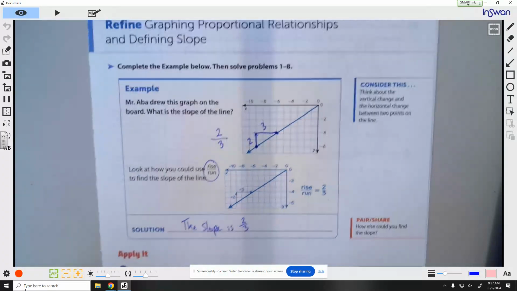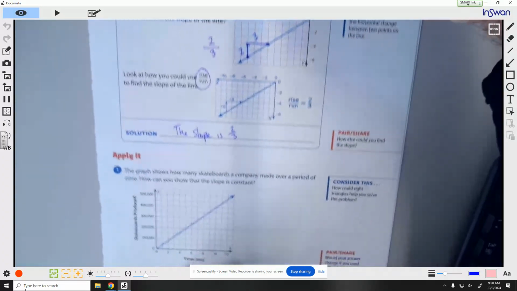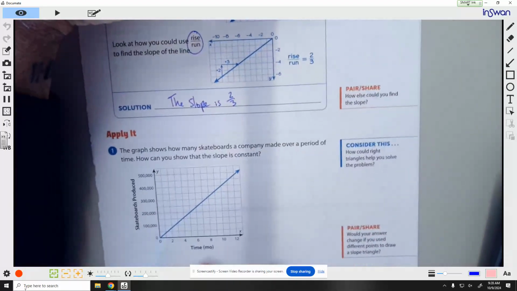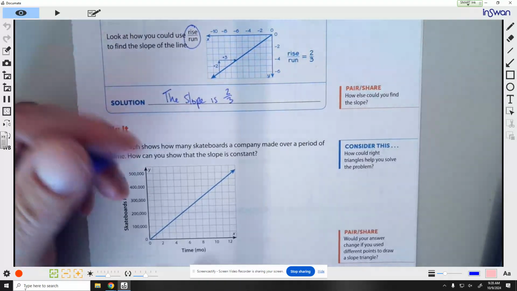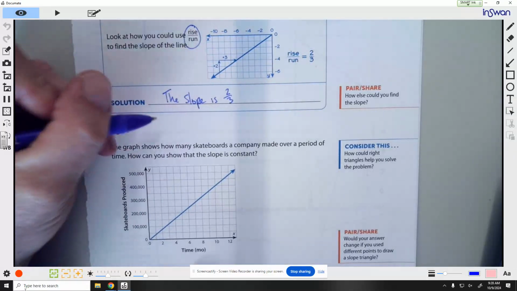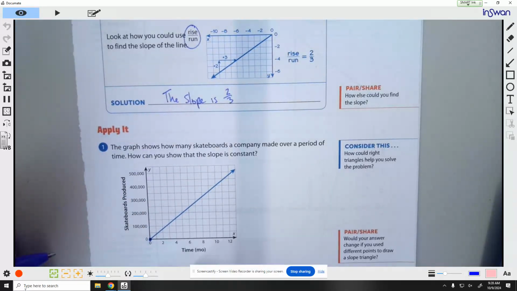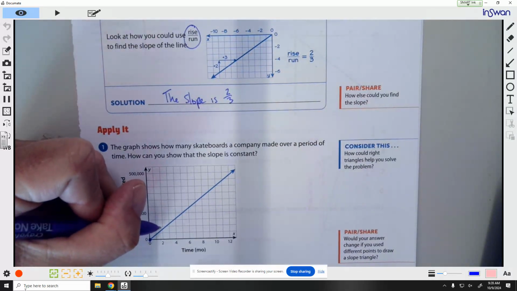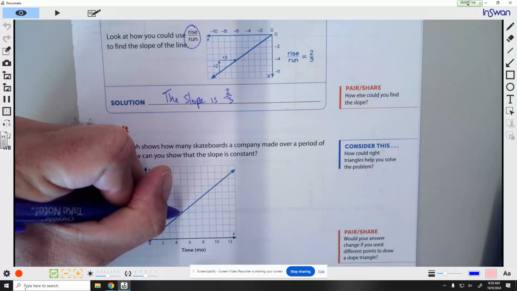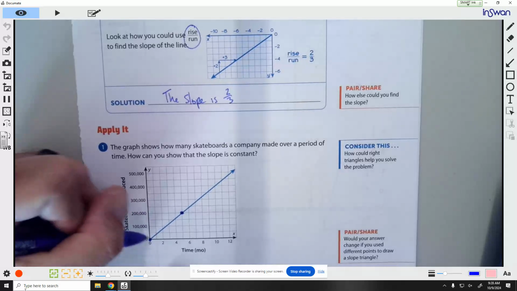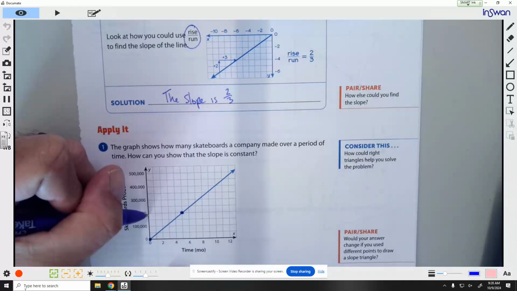Okay, down under apply it, number 1. The graph shows how many skateboards a company made over a period of time. How can you show that the slope is constant? So there are several different ways we can look at this one. Number 1, we can just go ahead and do what we just did, find 2 points on the line. So let's say I pick this point right here, 0, 0, goes through the corner of a box. And looking at these next ones, it looks like the next corner that it goes through is that one. Okay, so then I see that my rise over run, I'd have to get all the way up to this level.